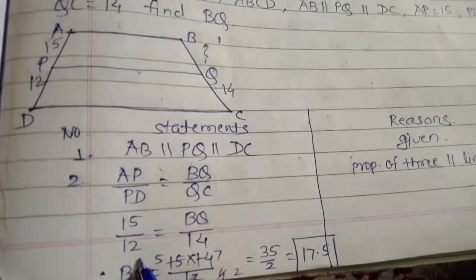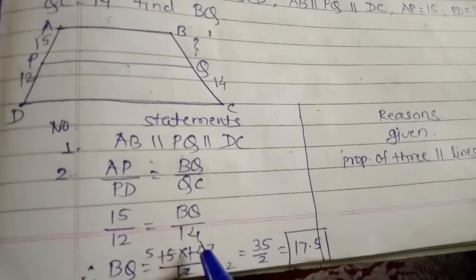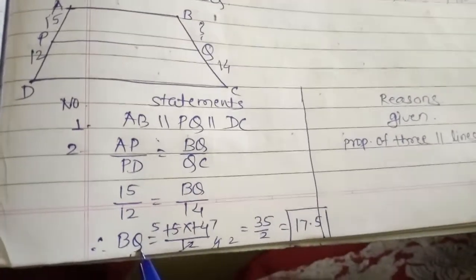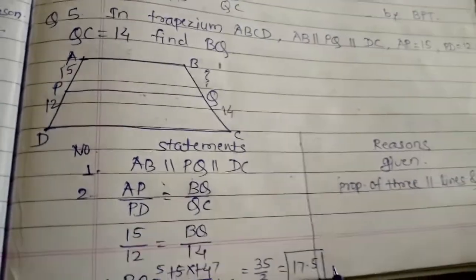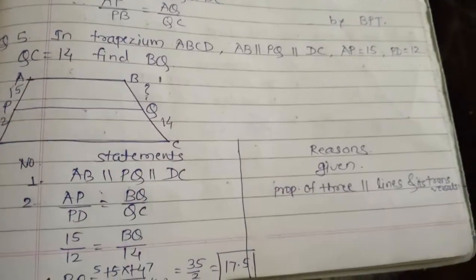And now just put down the values. So AP is 15 upon 12, BQ we have to find out, and this is 14. So taking cross multiplication, we get BQ is equal to 35 upon 2, that is 17.5. This is the answer.